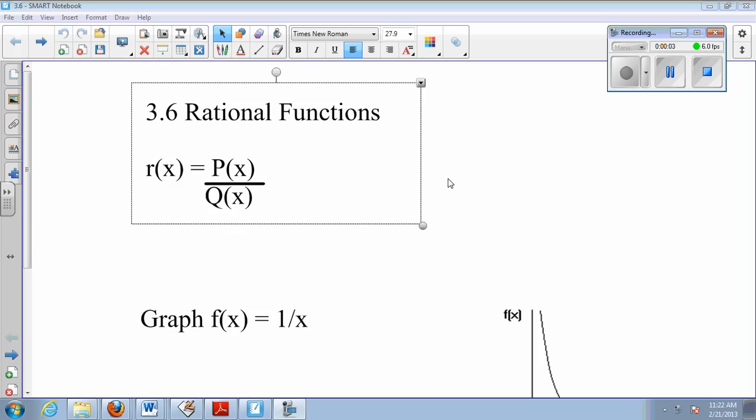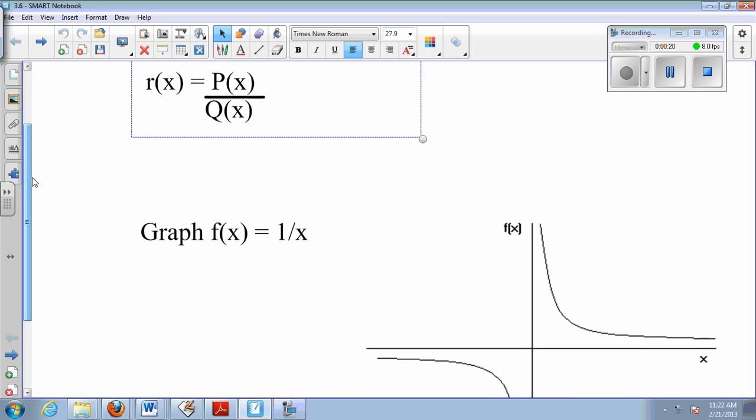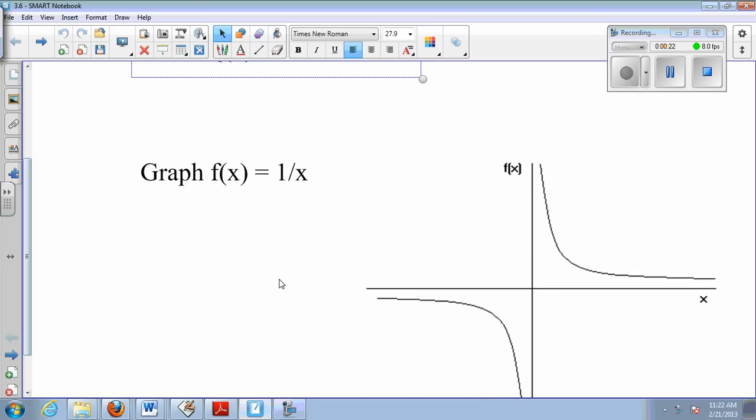3.6, rational functions. We know that a rational function r of x equals p of x over q of x, where p and q are polynomials. We assume they have no factors in common. And even though each one will be different, it will take the basic form of the base function f of x equals 1 over x.